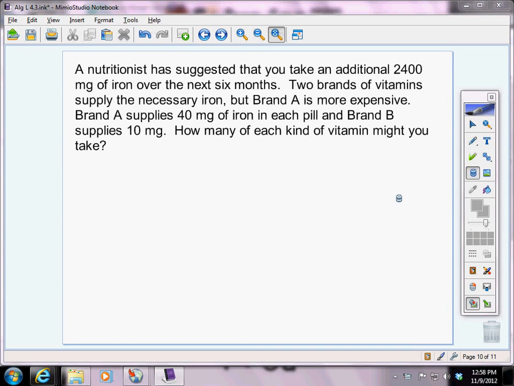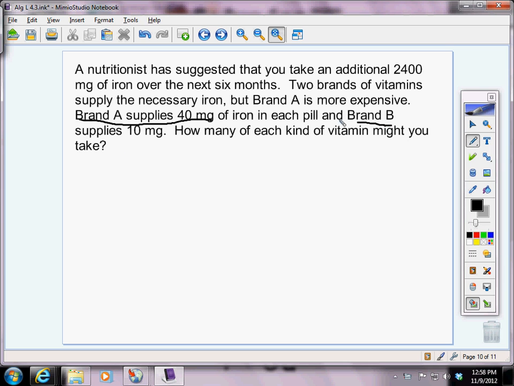Let's look at a real life example that we can graph and see how the graph helps us answer the question. It says a nutritionist has suggested that you take an additional 2,400 milligrams of iron over the next 6 months. 2 brands of vitamins supply the necessary iron, but brand A is more expensive. Brand A supplies 40 milligrams of iron in each pill, and brand B supplies 10 milligrams. How many of each kind of vitamin might you take?